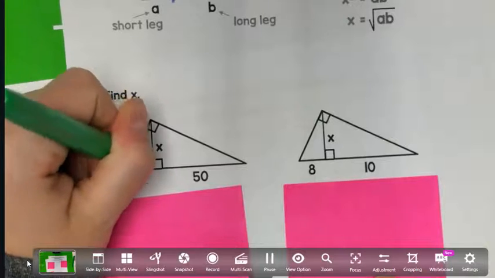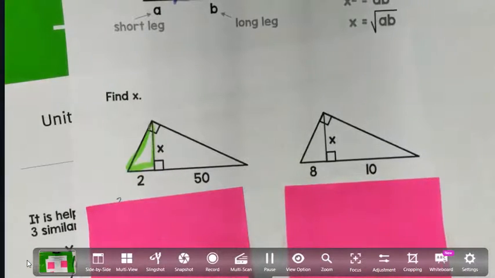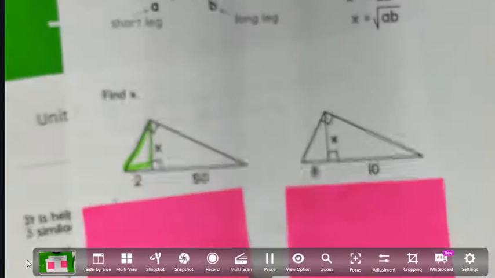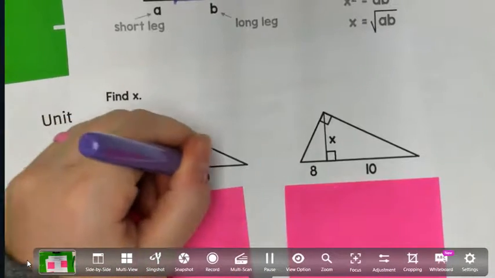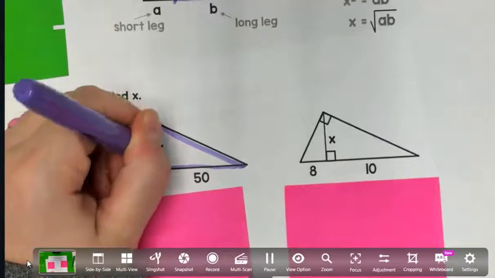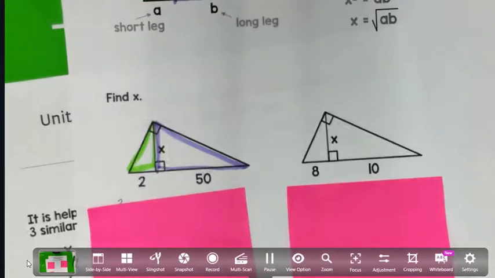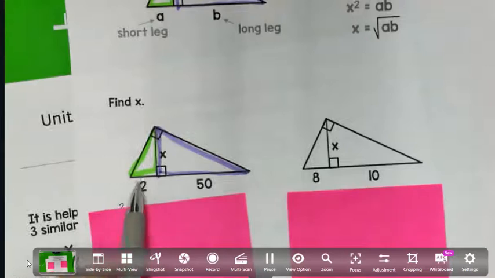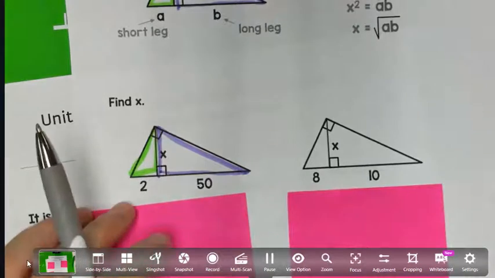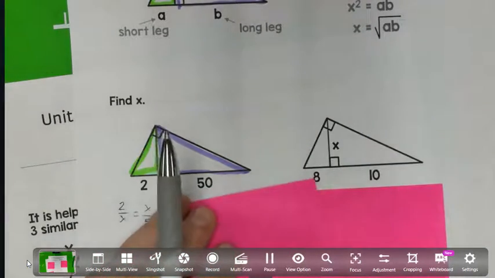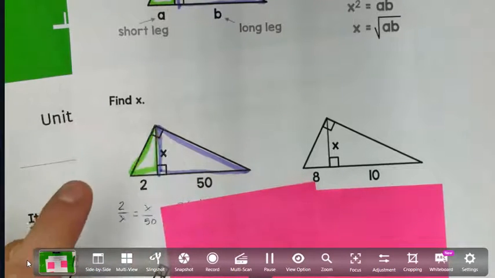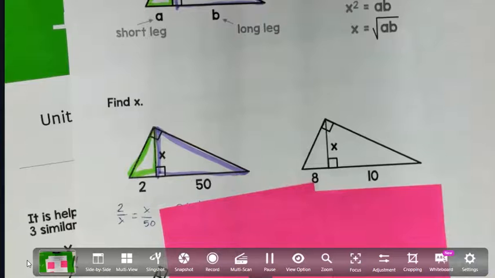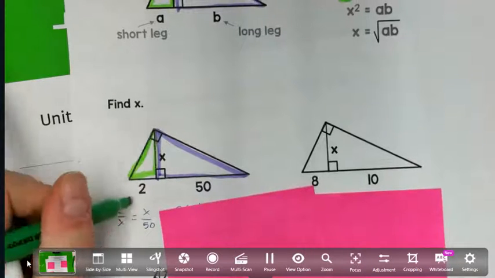So I want to do short leg over long leg. So it's just like similarity. Just like if I had 2 similar triangles, I'm trying to solve for x, we've got to find the one that matches. So for my green triangle, my short leg is my 2, and my long leg is my x. For my purple triangle, my short leg is x, my long leg is 50.